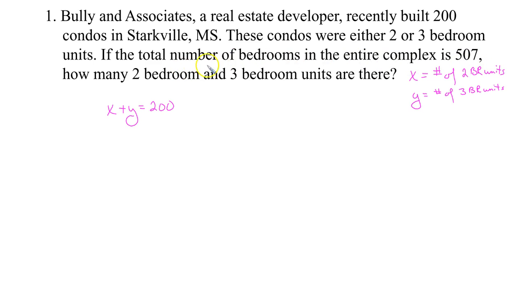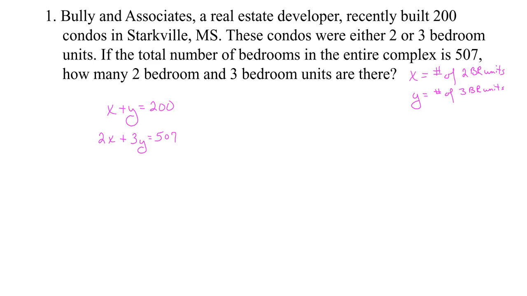507 is the total number of bedrooms. How many bedrooms does a 2-bedroom unit have? You guessed it, 2. So we're going to use 2x plus the 3-bedroom unit has 3 bedrooms, so 3y. This total is equal to 507. Now we have a system of equations to solve.